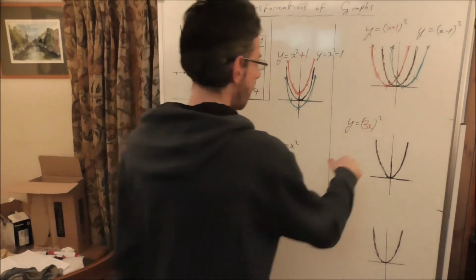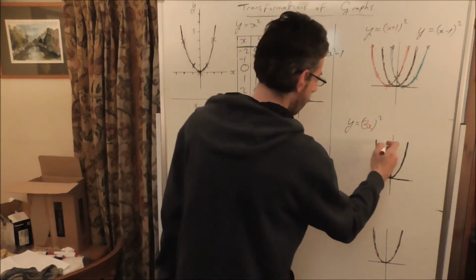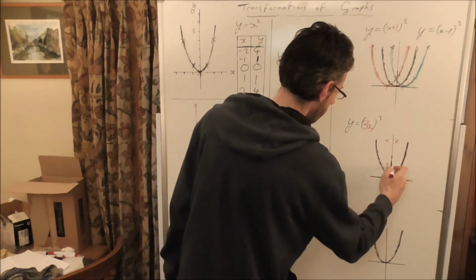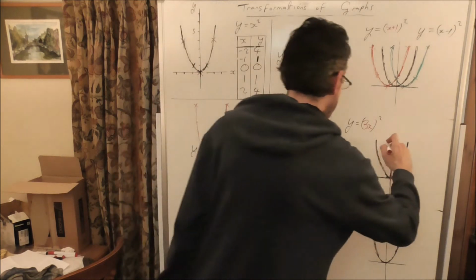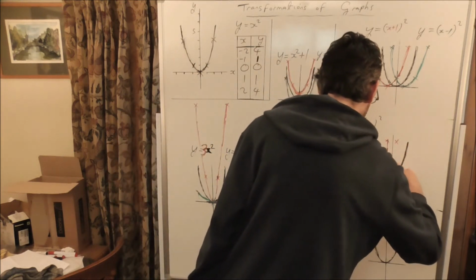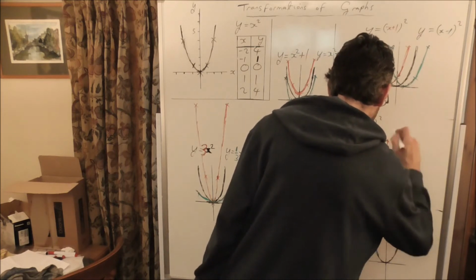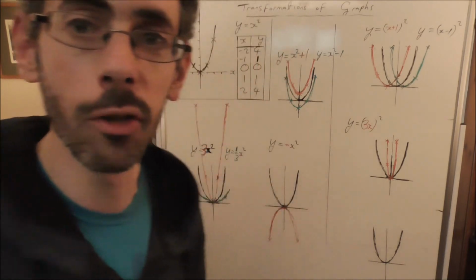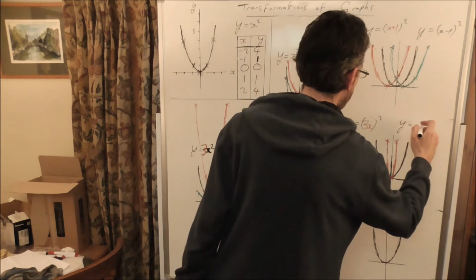So all the points are going to end up 3 times closer to the y-axis. This point is going to move 3 times closer, this point is going to move 3 times closer, maybe over here. This point's on the y-axis, so it stays where it is. So the whole graph gets squashed, so it's 3 times closer to the y-axis. Something like that.